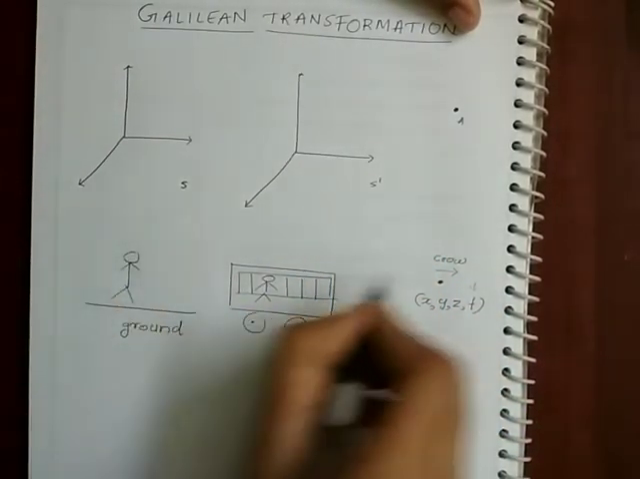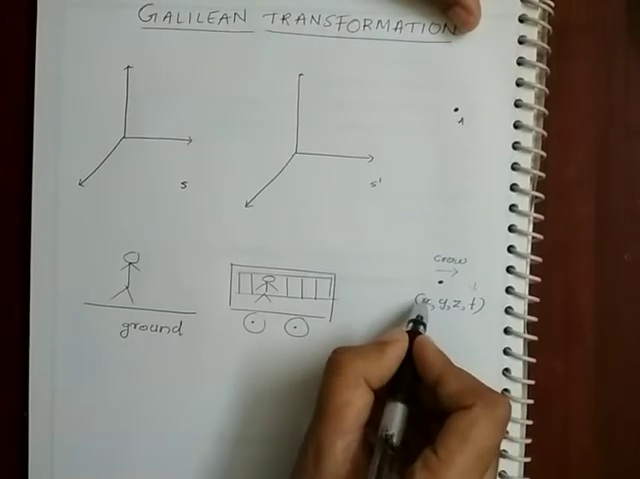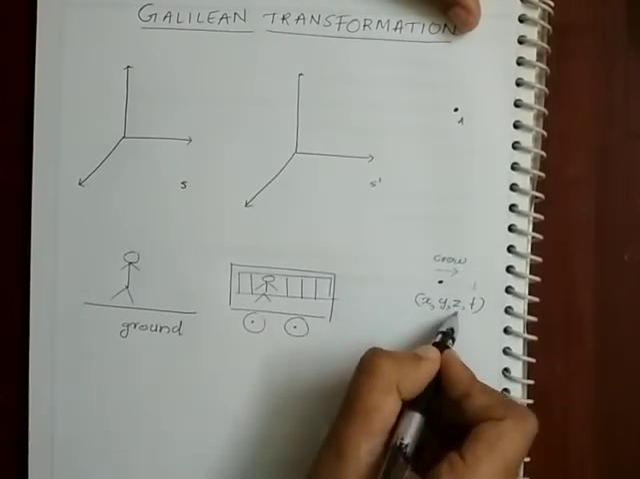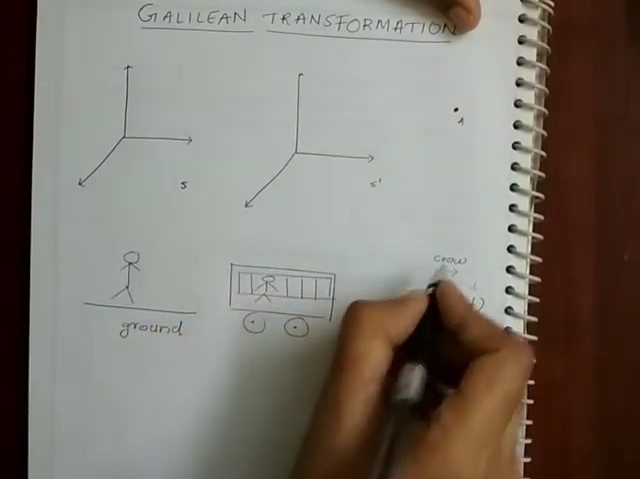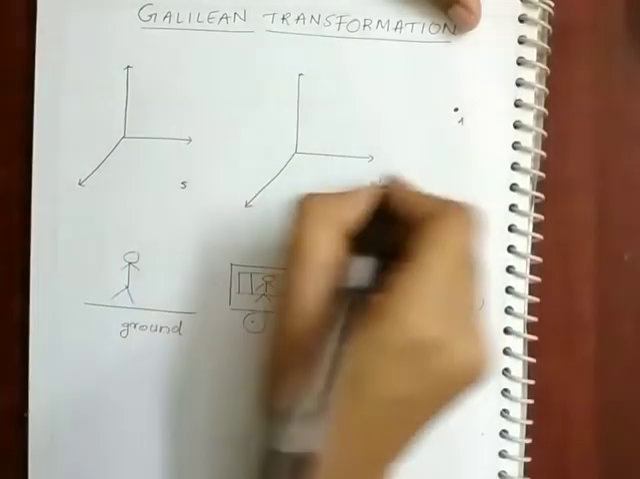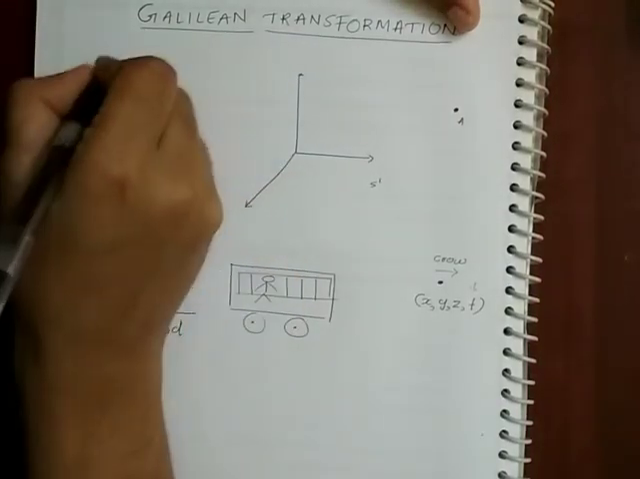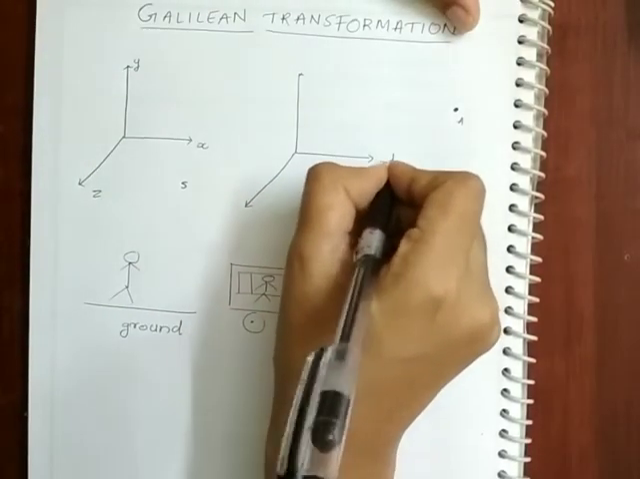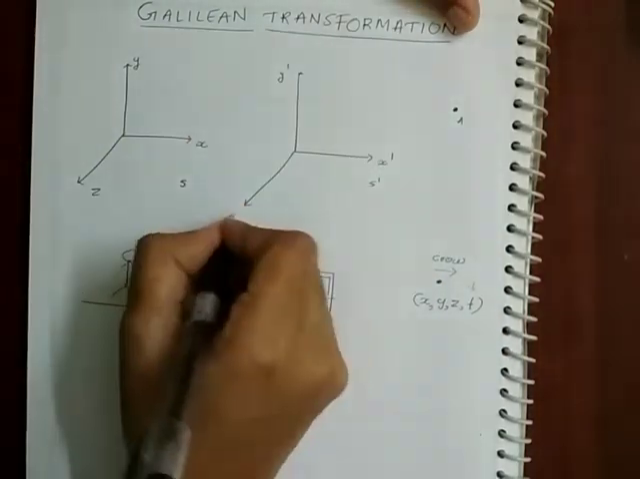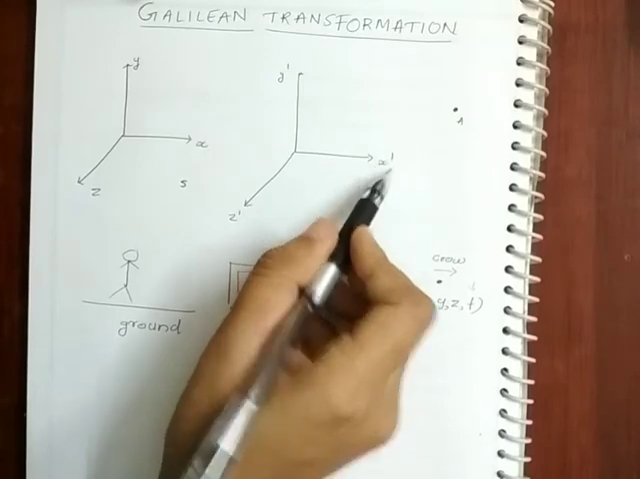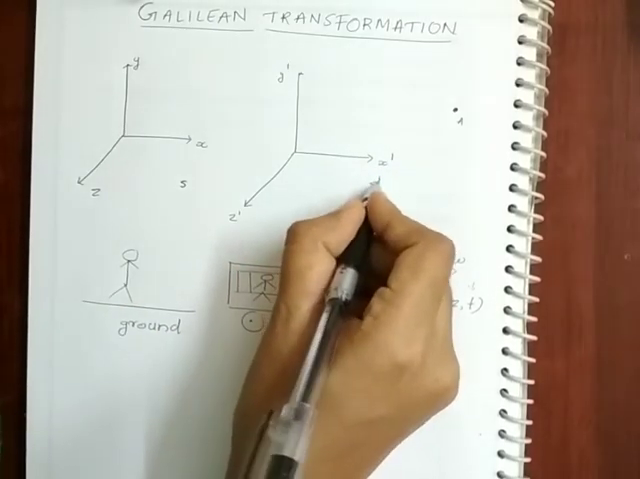For this person, this crow is flying at a particular time T. The crow is at X, Y, Z position, and when this person observes, they are standing in two different frames, and this is X, Y and Z, and this is the second frame represented as X prime, Y prime and Z prime. We cannot use the same coordinates, so we use primed coordinates in the moving frame.